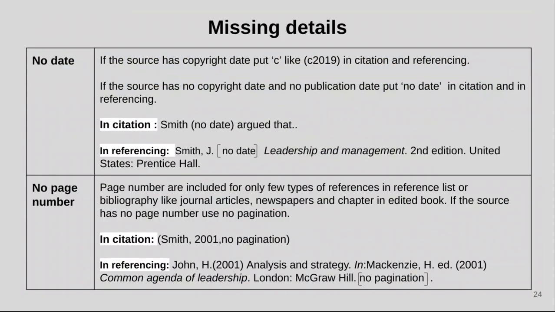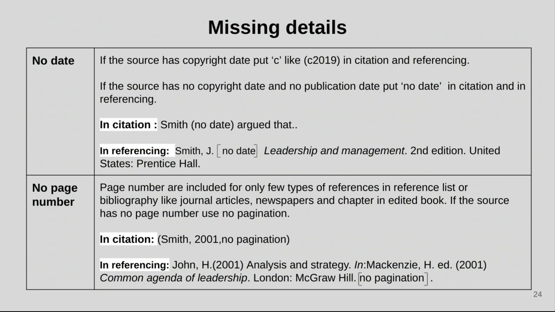Let's see how to reference any missing details from the source. For no date, if the source has a copyright date, put c, like c2019, in citation and referencing. If the source has no copyright date and no publication date, put 'no date' in citation and in referencing.